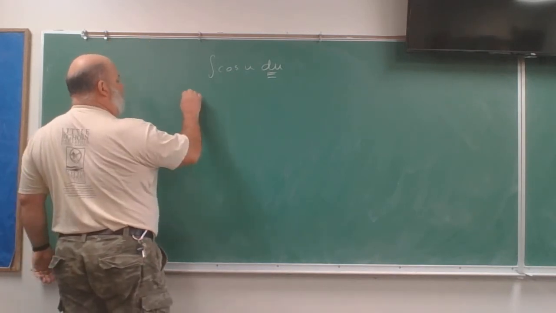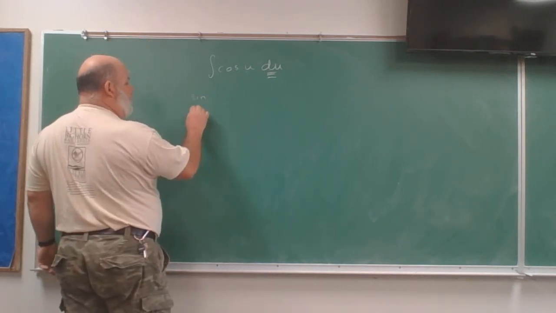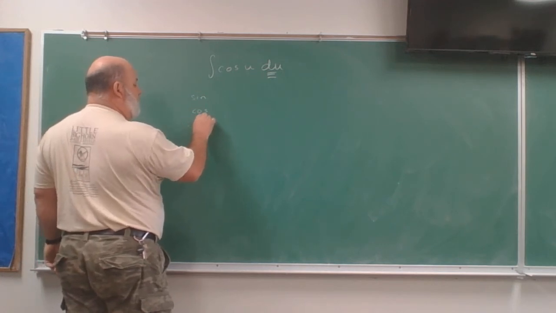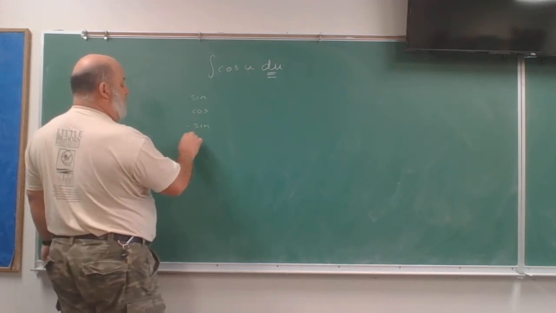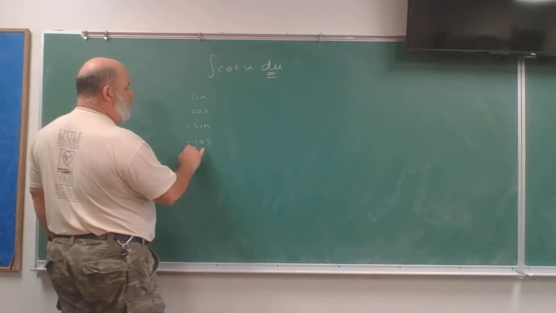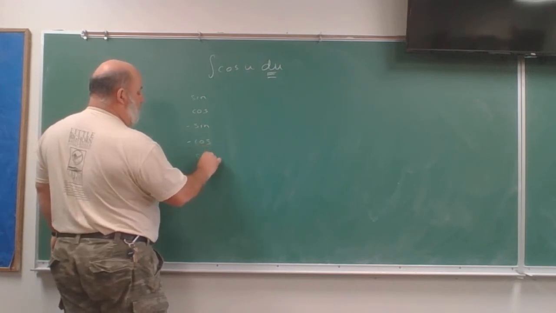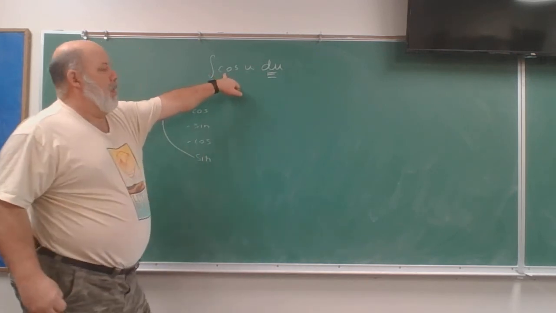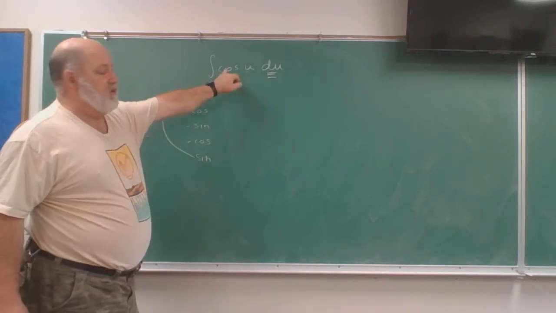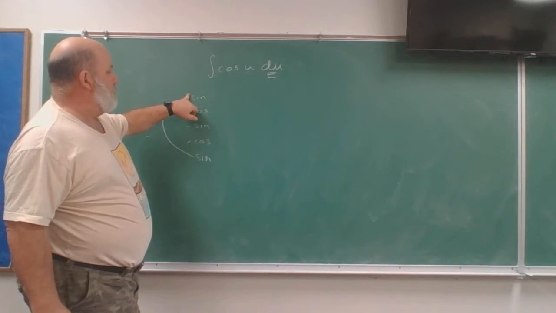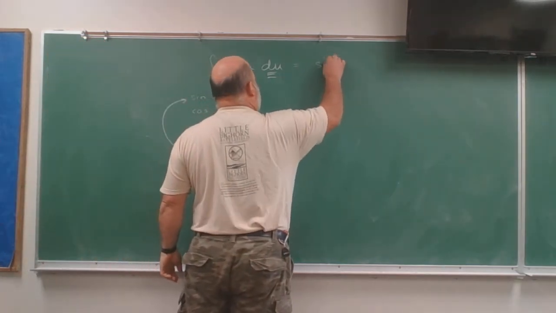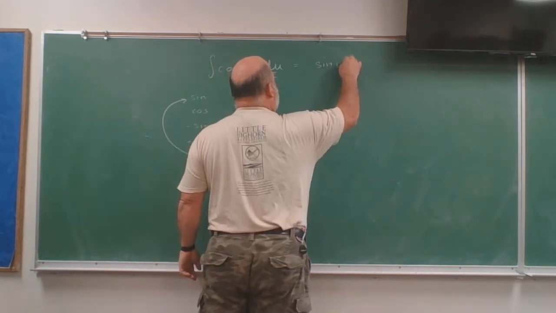We know that we start with sine. The derivative of sine is cosine. The derivative of cosine is negative sine. The derivative of negative sine is negative cosine. The derivative of negative cosine is, we're back to sine again. So they're asking what had cosine as its derivative. Well, it was simply sine. So the answer to this is sine of u.